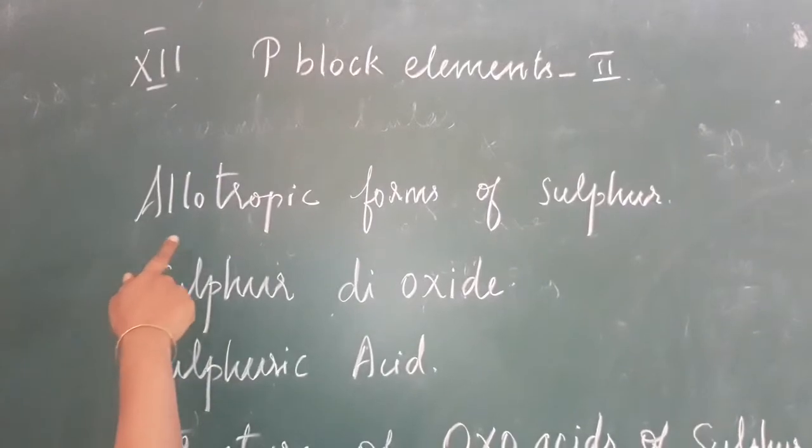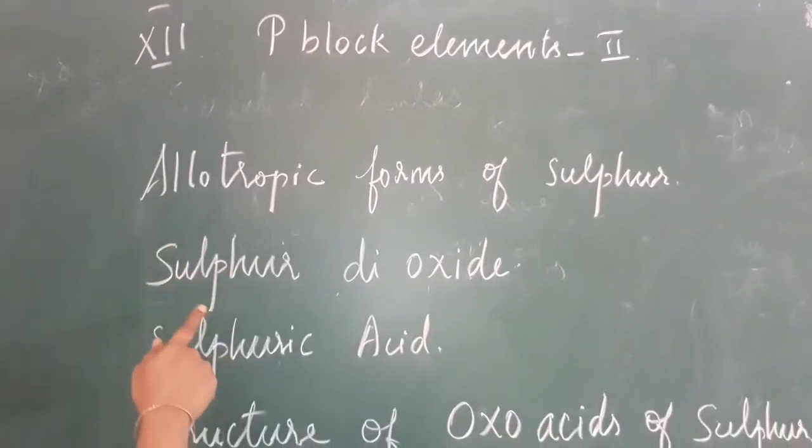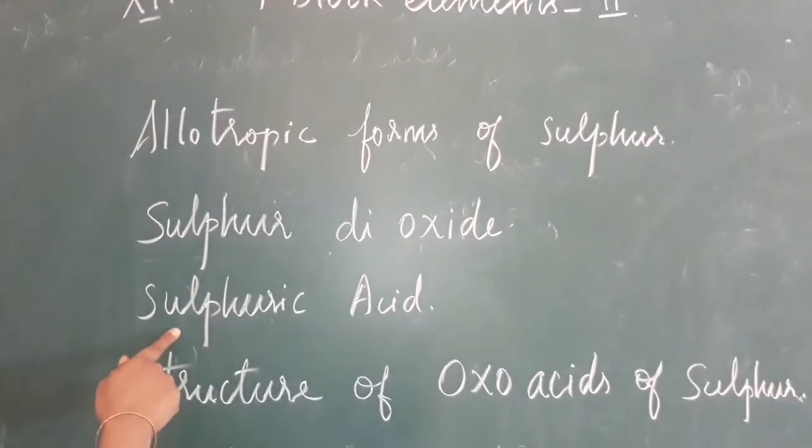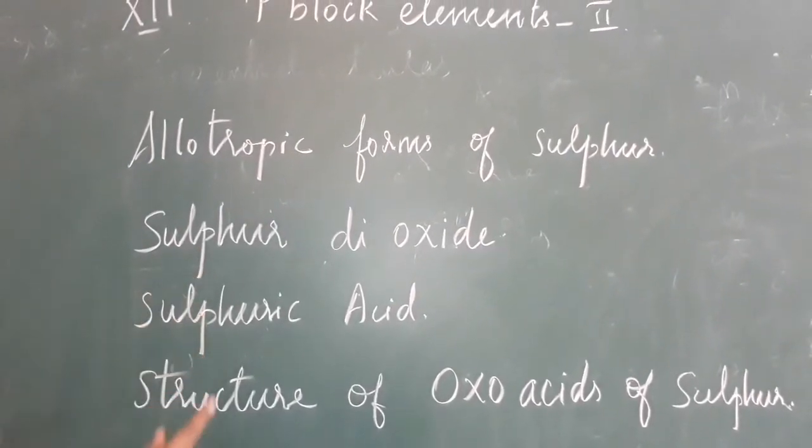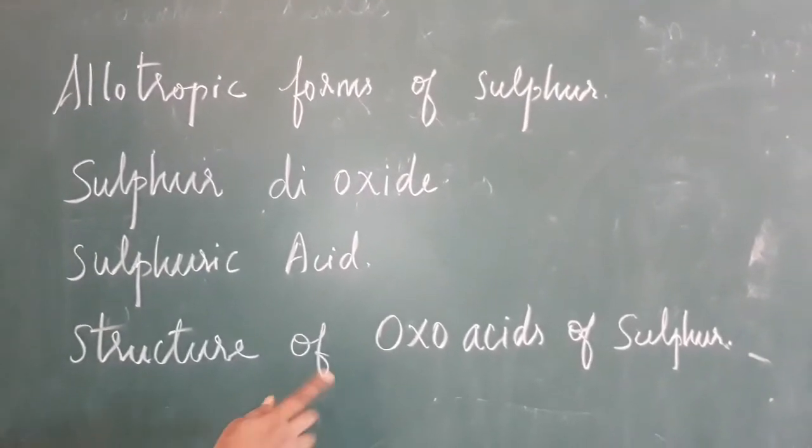We are going to study now allotropic forms of sulfur, sulfur dioxide, sulfuric acid, preparation, properties and uses, and structure of oxoacids of sulfur.